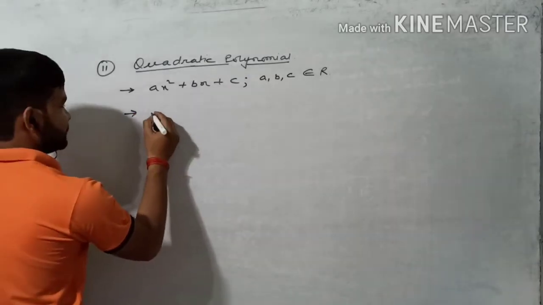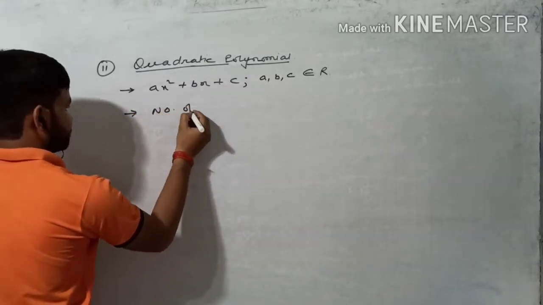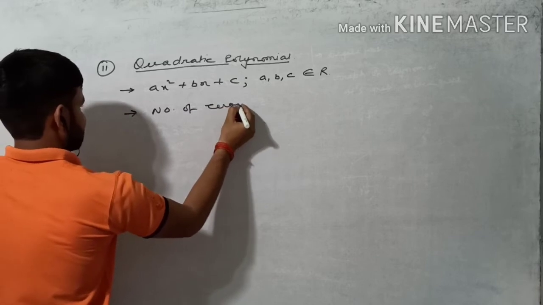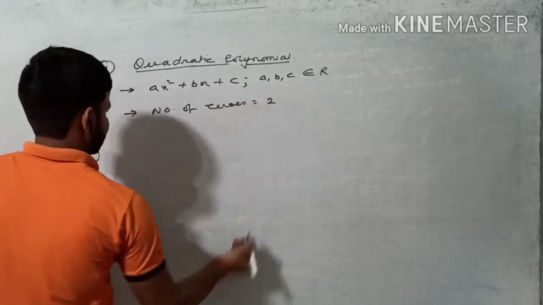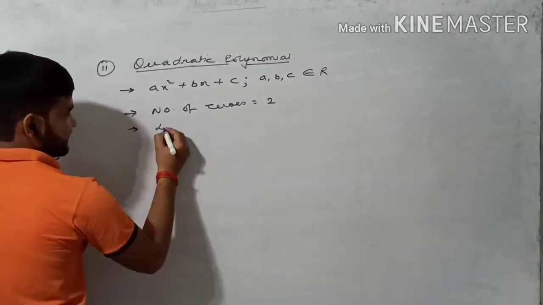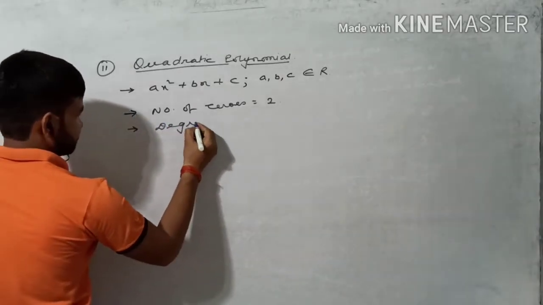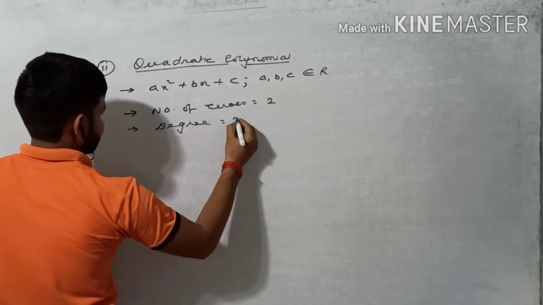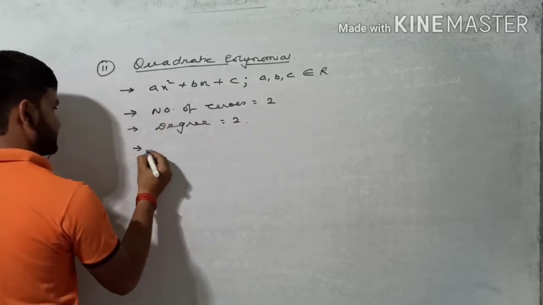Its number of zeros is 2. And after that, the degree of the polynomial is also 2. And next, graph.